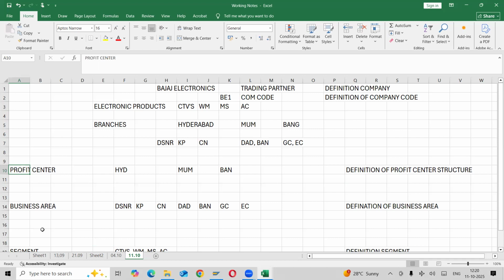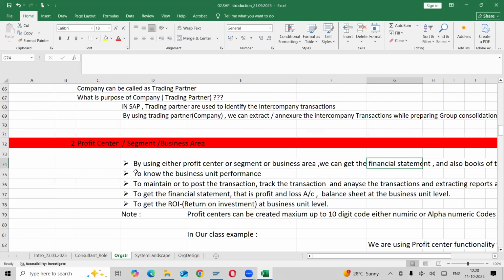So SAP has provided that feature. Clear? That is the reason definition of org structure is very important. Whenever we get an implementation project and visit a client place, understanding the client requirement itself will take 4 to 5 months. 4 to 5 months to understand the requirement of the client.